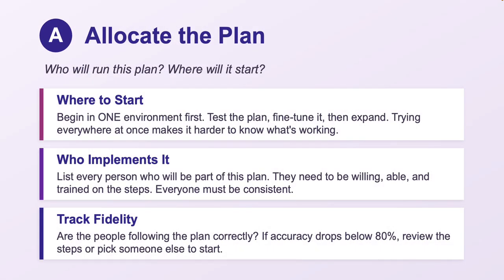Next is allocate the plan. So who's going to run this? Where will it start? So where are you going to put this in? Pick one environment first. Maybe you're doing this at home. Maybe you're doing this at school. Test out that plan, fine tune it to understand what is the most successful scenario where your child is engaging in the behavior that's keeping them less distressed because they feel communicative and trusting of the people that are there, and then trying it everywhere afterwards. It's called generalization. So how do you get the situation to be safe enough that the child does the behavior? What are those factors that happened with that? And then how are you going to expand it to other places?